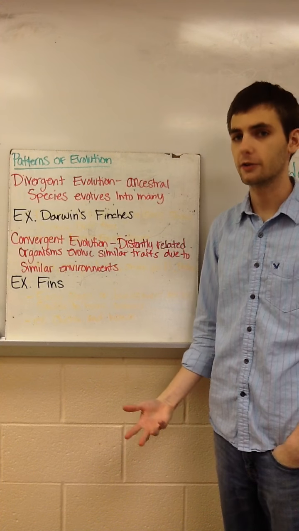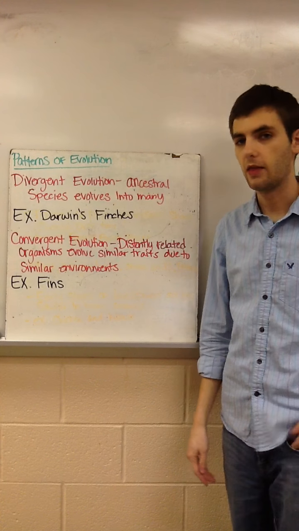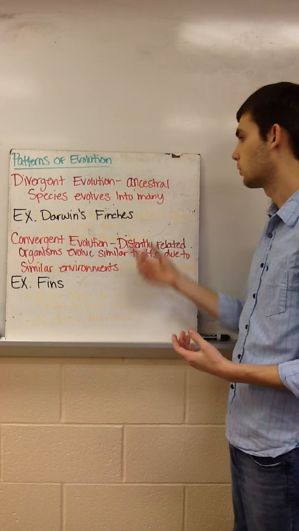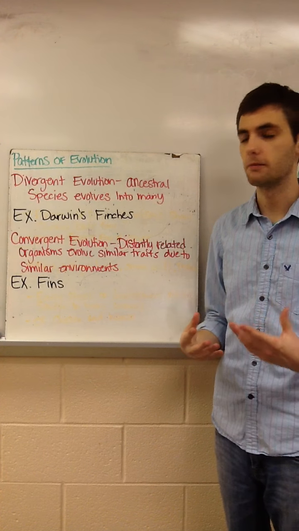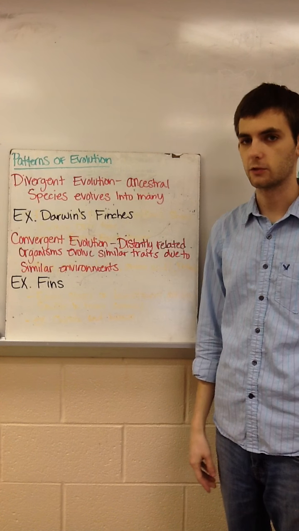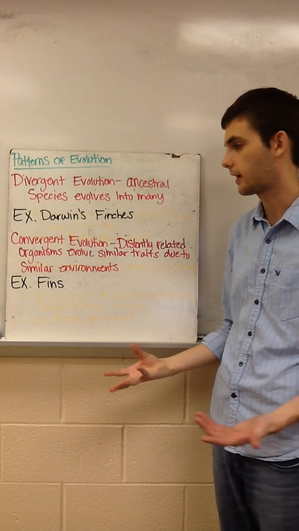There are two patterns of evolution as well. The first is divergent evolution, and this is also known as adaptive radiation. So an ancestor species will evolve into many, and Darwin's finches are an example of that. One ancestral finch gave rise to many different finches with different beak types.